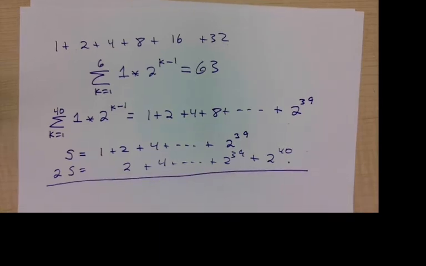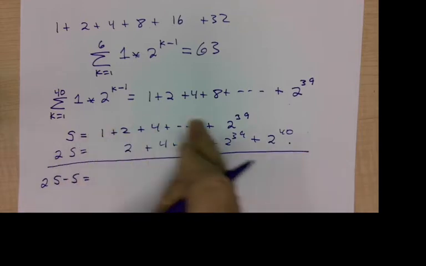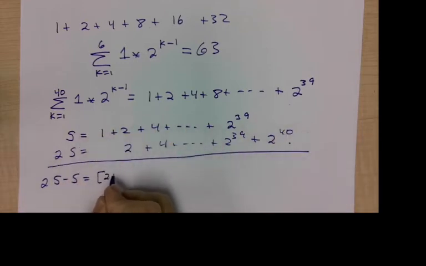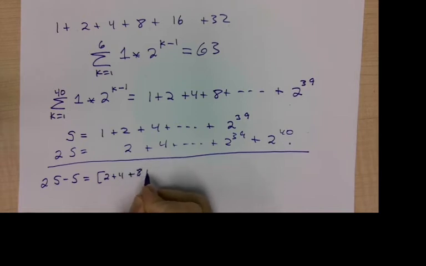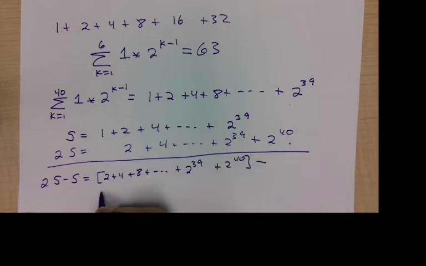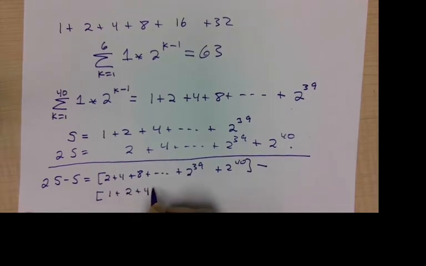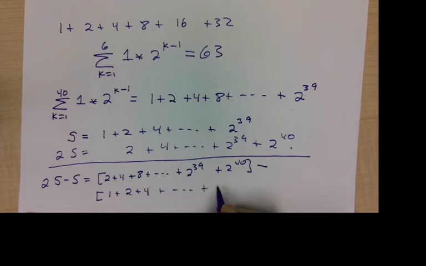Now, what we're going to do is we're going to subtract. So we're going to say 2S minus S equals this whole number minus that whole number. So 2 plus 4 plus 8 plus dot dot dot plus 2 to the 39th plus 2 to the 40th, minus what? Minus 1 plus 2 plus 4 plus dot dot dot plus 2 to the 39th.